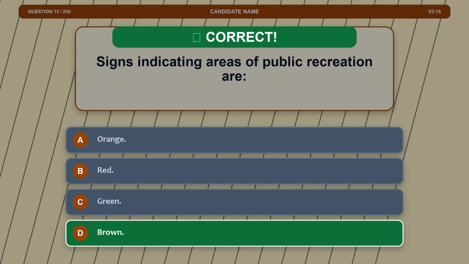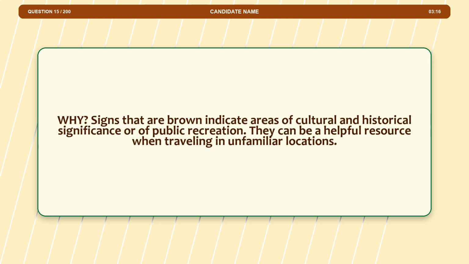The correct answer is option D, brown. Explanation: signs that are brown indicate areas of cultural and historical significance or of public recreation. They can be a helpful resource when traveling in unfamiliar locations.